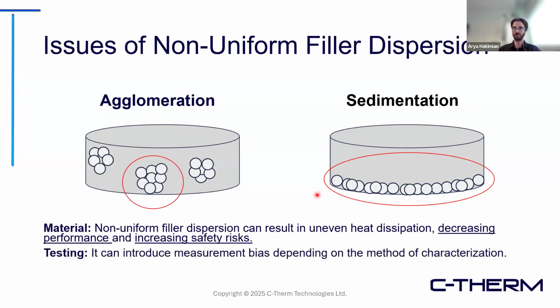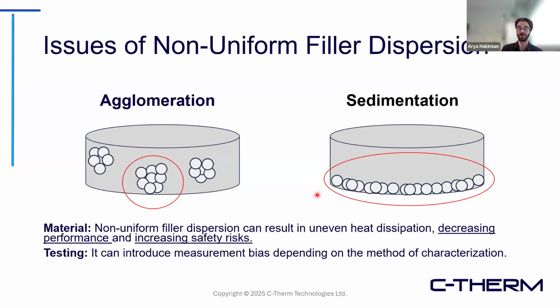But there's also a testing aspect to consider. All methods will have a certain underlying assumption in what we're actually measuring: the volume or the area that's being measured. Is it directionally dependent, in plane versus through plane, or is it taking an average? When you have non-idealities of fillers within the sample, this can compound and result in increased biases, depending on what method we're looking at.